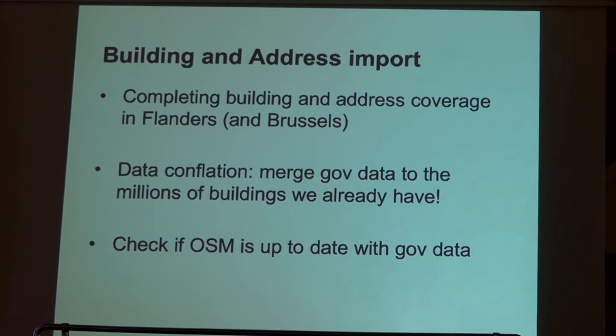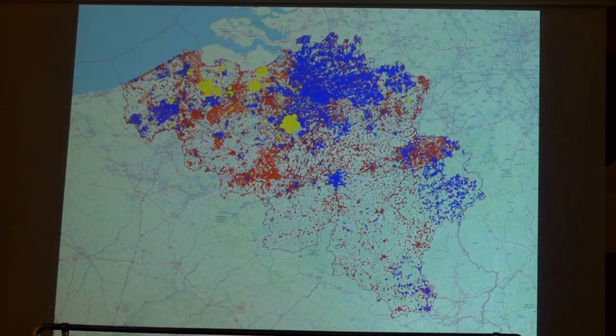For the building and address import, I'll just show one little slide about that. Sorry, it's not animated. So this is the status of the building and address data in Belgium in OpenStreetMap right now. So again, it's a very diverse image. The yellow bits are imported, so that means that someone copied the data from the government. We don't just copy, we copy it and we integrate it with what exists.